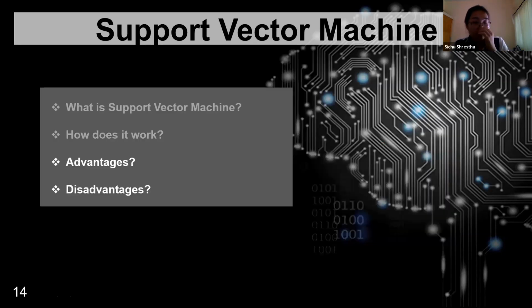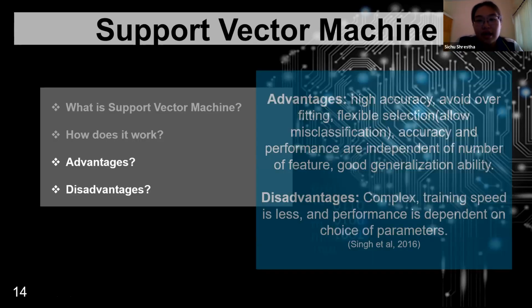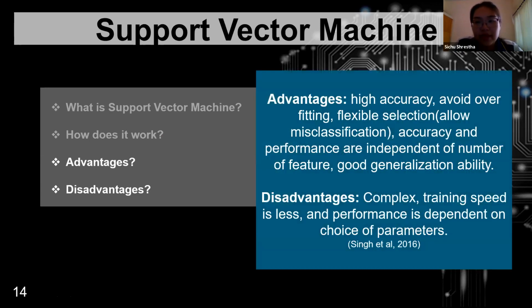And now I will talk about advantages. Advantages of SVM are high accuracy, avoiding overfitting, flexible selection, accuracy and performance independent of the number of features, and good generalization ability. However, disadvantages are that it is too complex, training speed is slow, and performance depends on the choice of parameters.